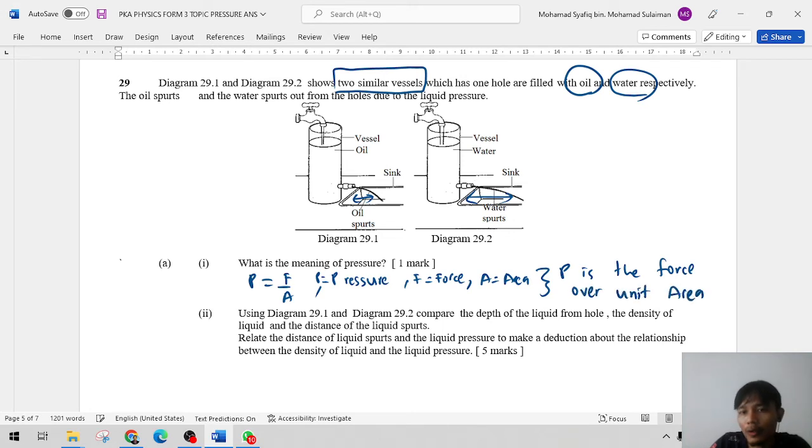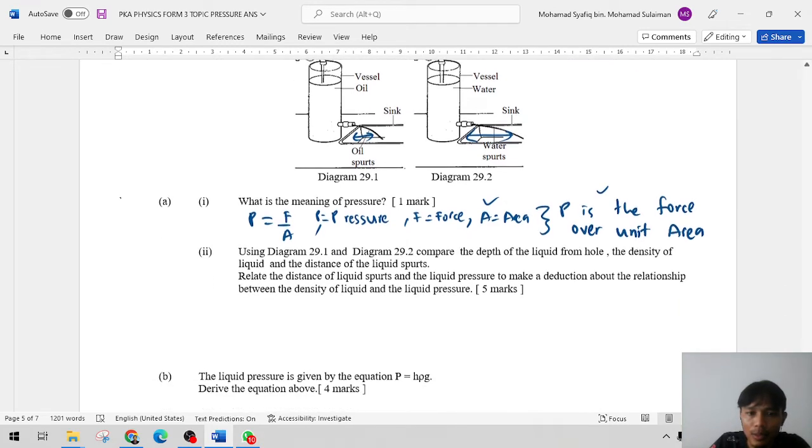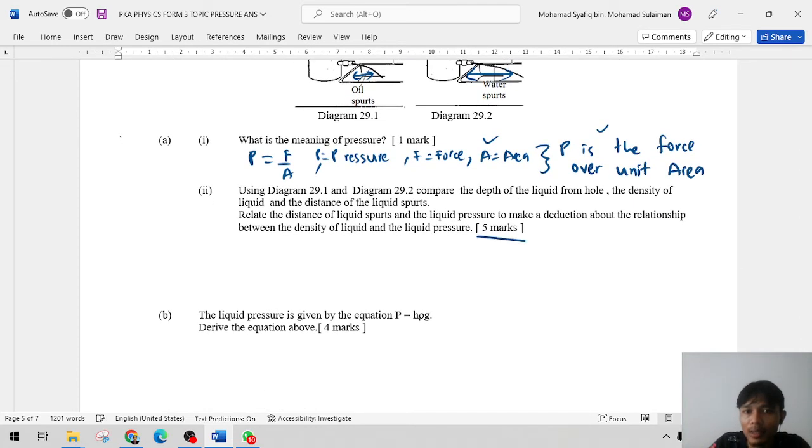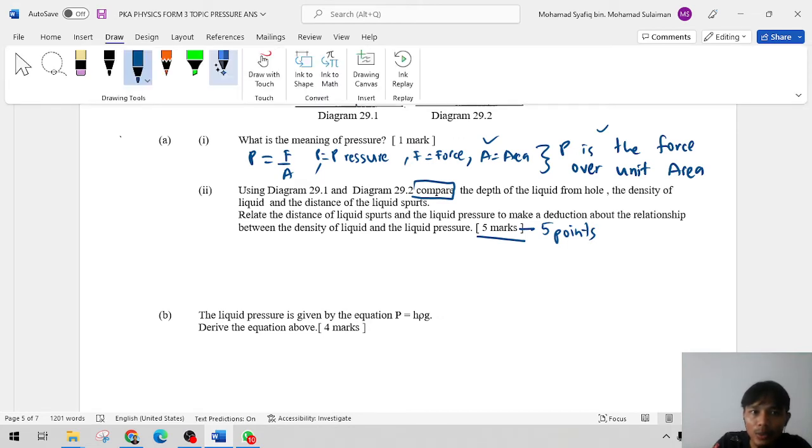Okay, so if you can answer like this, you will confirm get full marks, because both are ways to answer. Alright, so the second one we have 5 marks, so we need to compare. 5 marks means 5 points. We need to find all those 5 points so we don't lose marks.